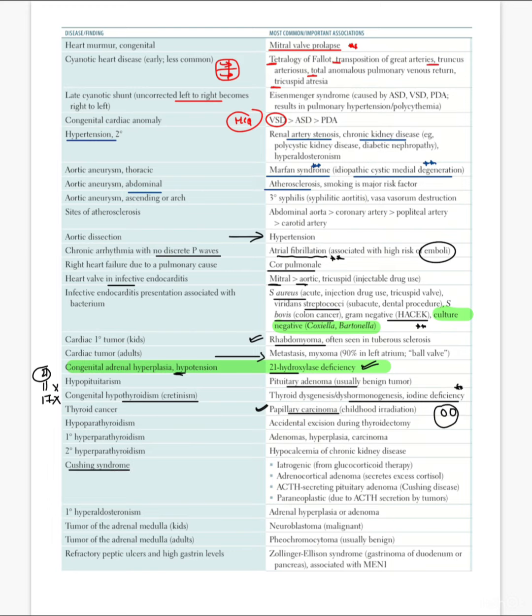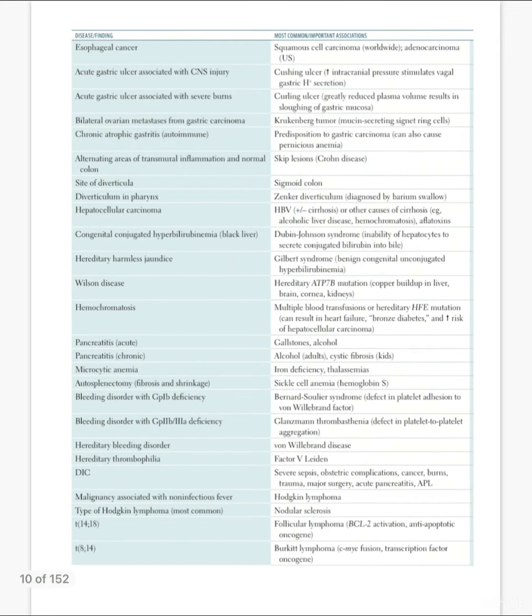Then Cushing syndrome, guys, okay. So this Cushing syndrome is due to excess glucocorticoid therapy, meaning you are increasing the cortisol, guys. This increased cortisol will cause all the problems related to steroids. So remember like that. Okay, then this is due to paraneoplastic ACTH secretion by the tumor. Then you have tumor of adrenal medulla, guys, that is neuroblastoma in children, malignant, and in adults pheochromocytoma, already done, guys, and here you have the rule of 10. Okay, now refractory peptic ulcer and high gastrin level, guys, that is Zollinger-Ellison syndrome.